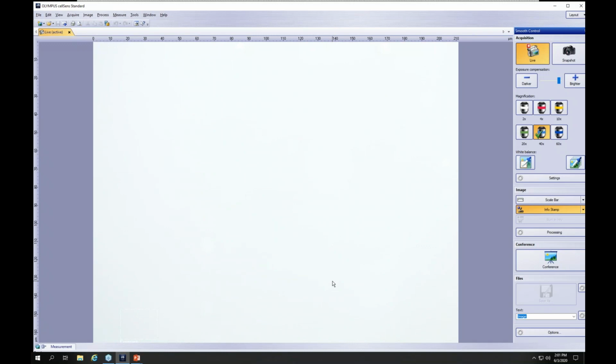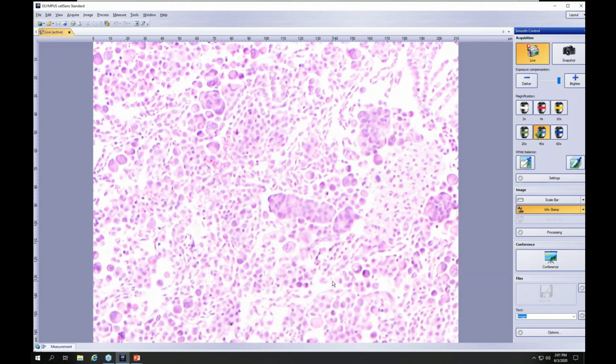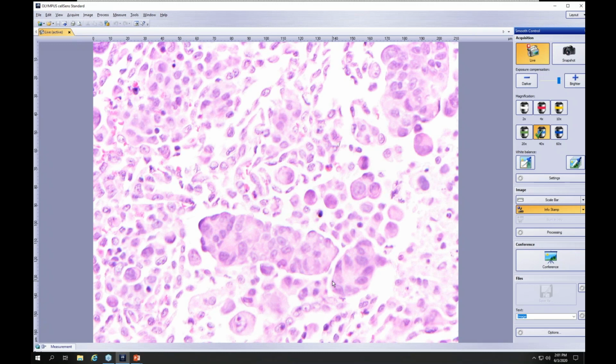So we did do a cell block in this case, and just show you that. I think the cell block makes it a little bit more obvious because you can see the nice mesothelial cells as well as the tumor cells here.